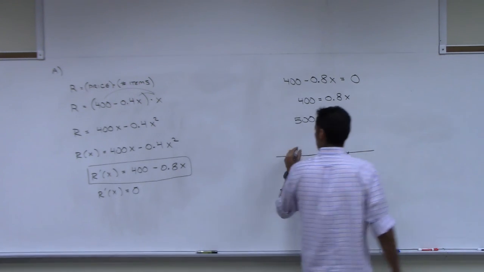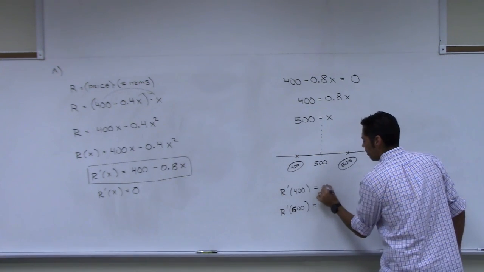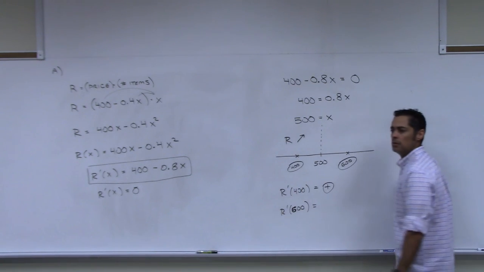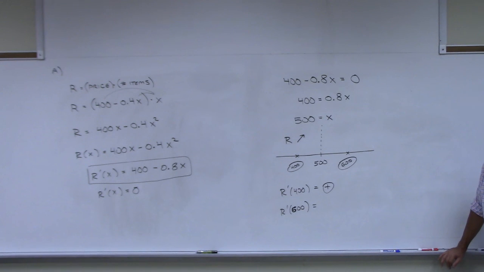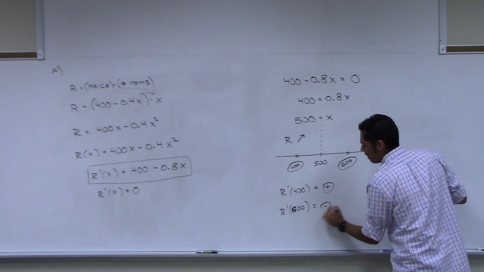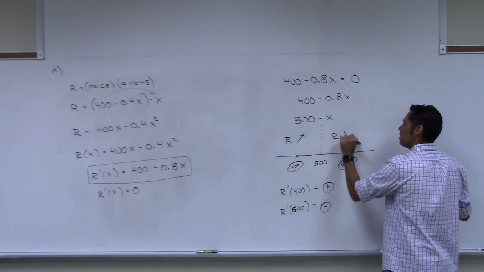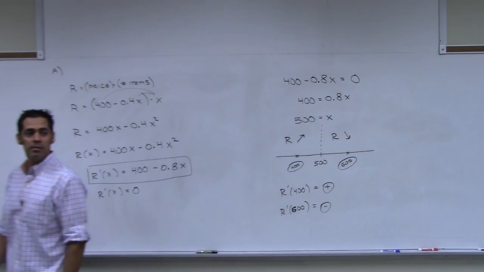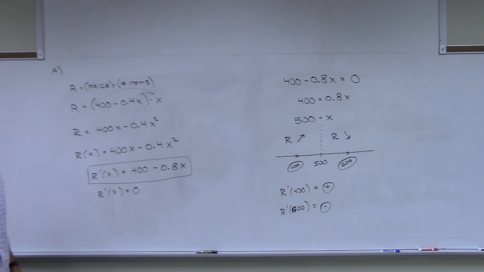So what that tells me, this is a positive number, is that my revenue function is going up here. And then if I plug in 600, I'm going to get a negative number, and that means my revenue is going down. What does that tell me about what's happening at 500? I have a maximum revenue, right?